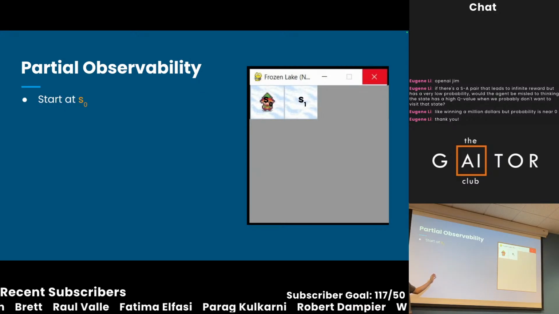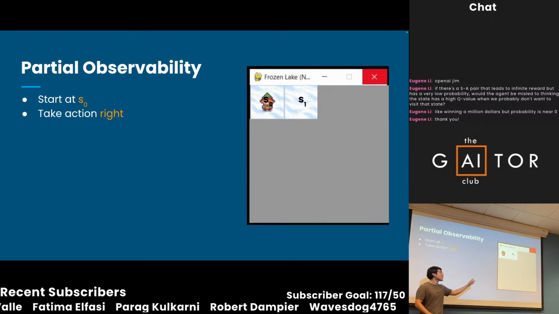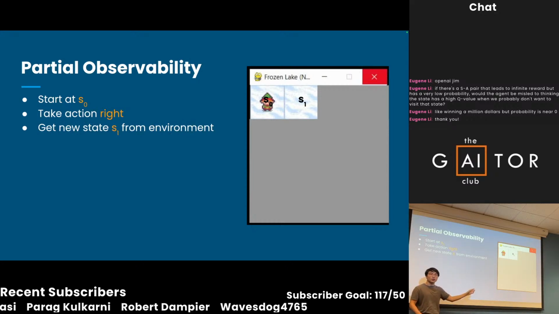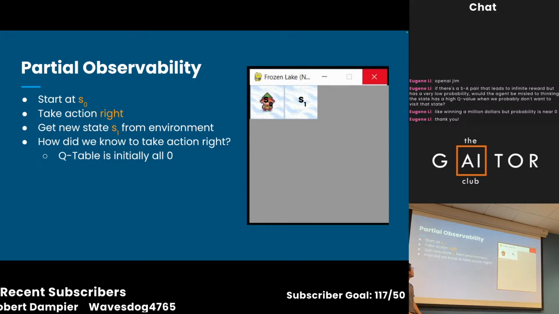We can consider an example where we start at the state S0, and we take the action right. And that's going to get us to the state S1. So the only way we knew this is by taking the action to the right, moving to the right. And how do we know to take the action to the right? Initially, the Q table is all zeros. We don't know what the Q table is. It's not provided to us by our environment. And so actually, we have no way at all.